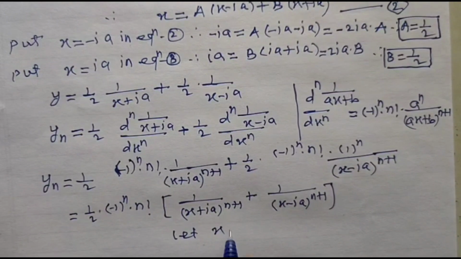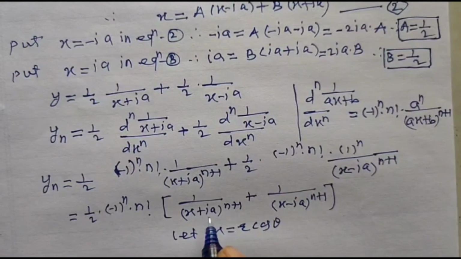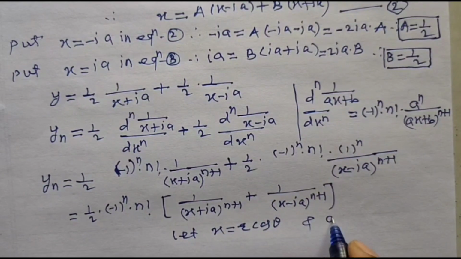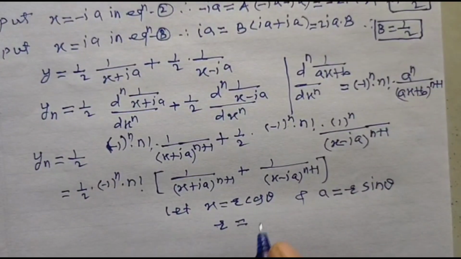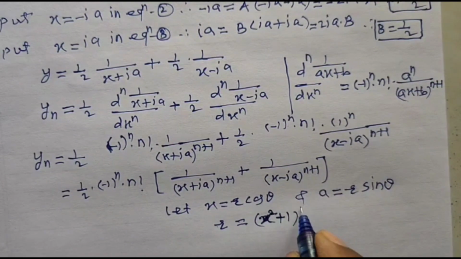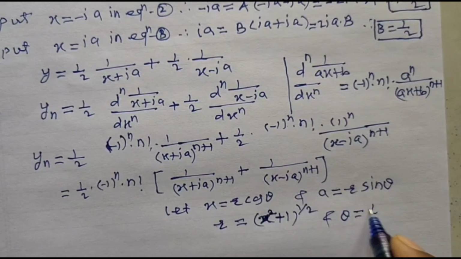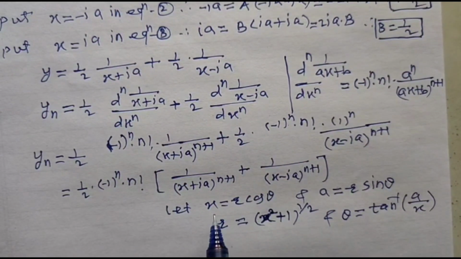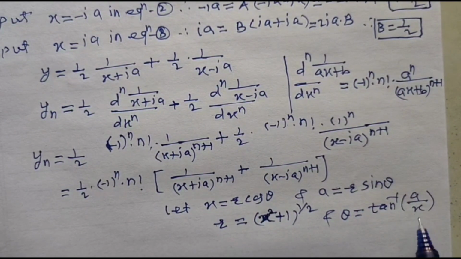Let x is equal to r cos theta, and a is equal to r sin theta. This gives r is equal to square root of x square plus a square, and theta will be tan inverse a upon x. If we use x is equal to r cos theta and a is equal to r sin theta, then r is equal to square root of x square plus a square and theta is equal to tan inverse of imaginary part divided by real part. Imaginary part is a and real part is x.